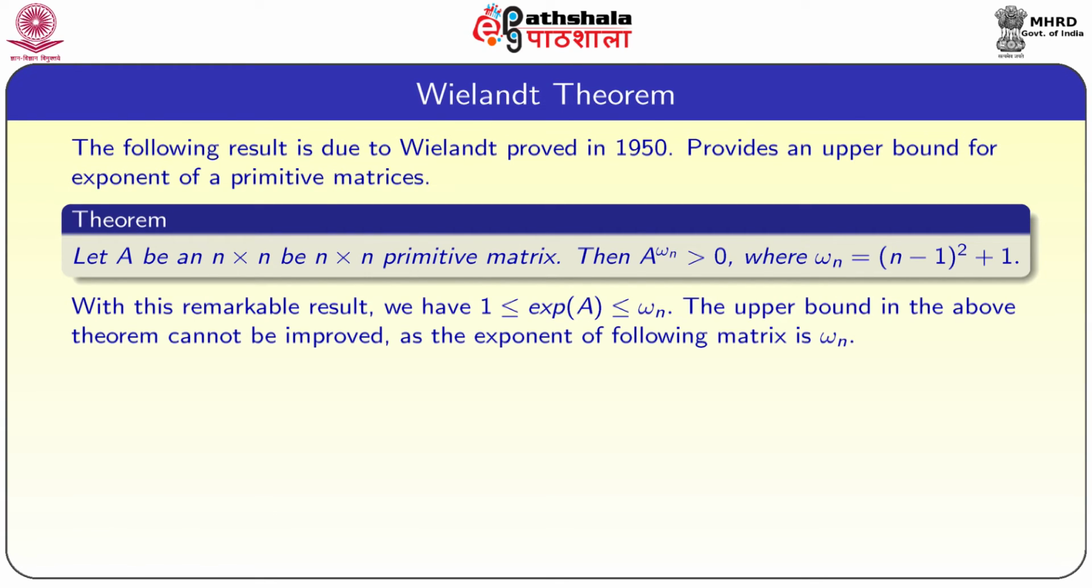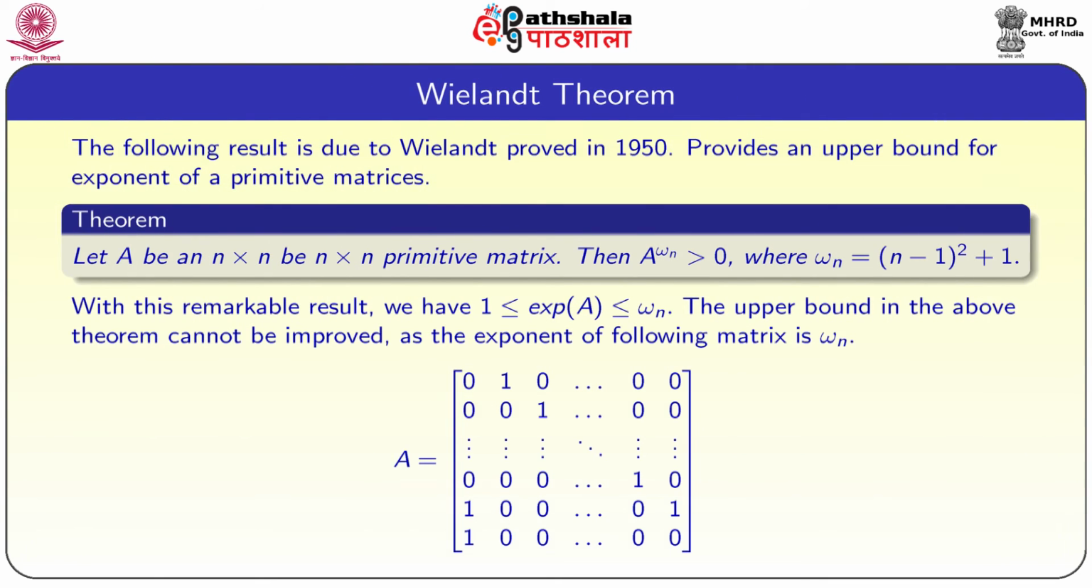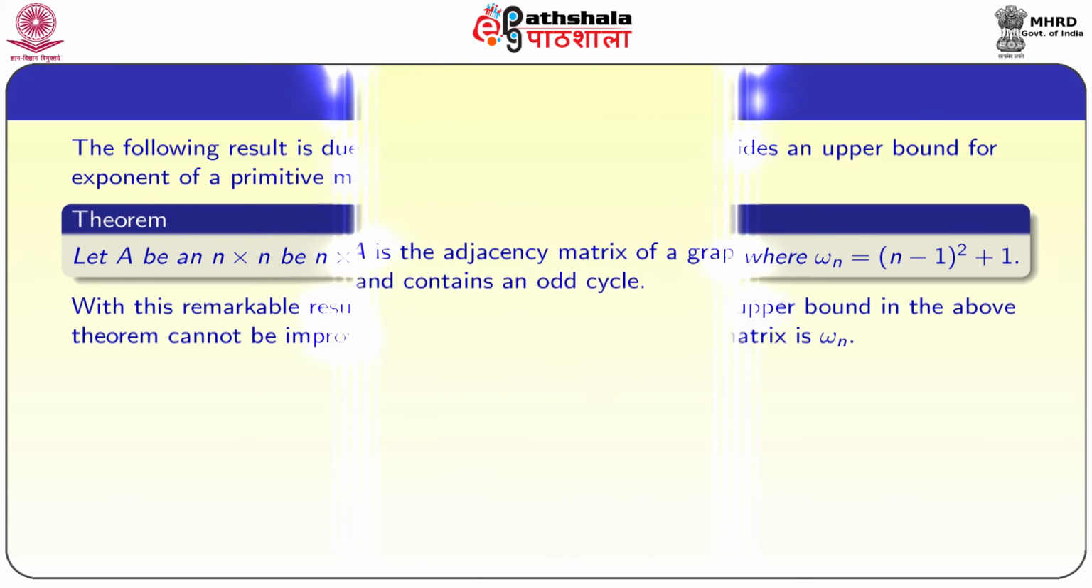The upper bound in the above theorem cannot be improved, as the exponent of the following matrix is exactly omega of n. So, this is the matrix. Here each row contains exactly one entry, up to row n minus 2. The n minus 1th row contains 1 in the first and last entry, and the last row is 1 0 0 and so on 0. So, one can easily check that the exponent of this matrix is exactly omega n.